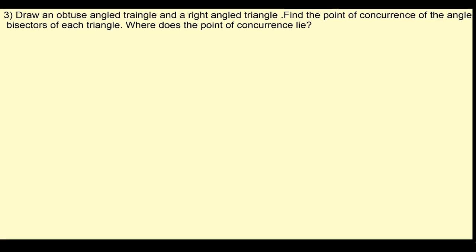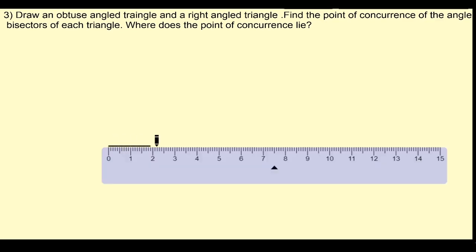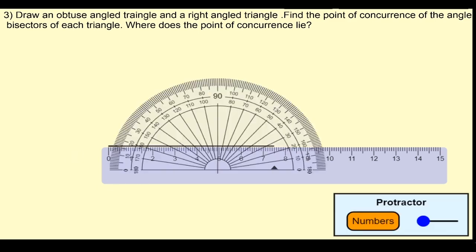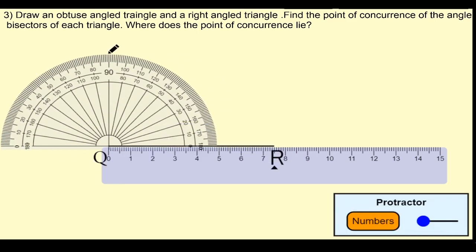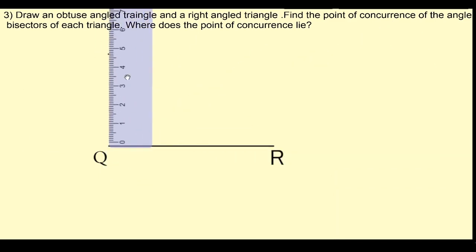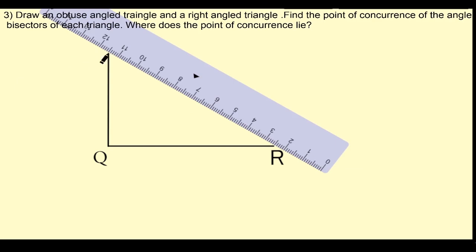Now, let's start with the right angle triangle. We know that a right angle triangle has a 90 degree angle. So first, let us draw the base of the triangle using a scale. Name the base as Q and R. Now place the protractor on point Q and mark 90 degrees. Then draw a line using a scale. Now draw the line for the other side of the triangle and name the point as P.